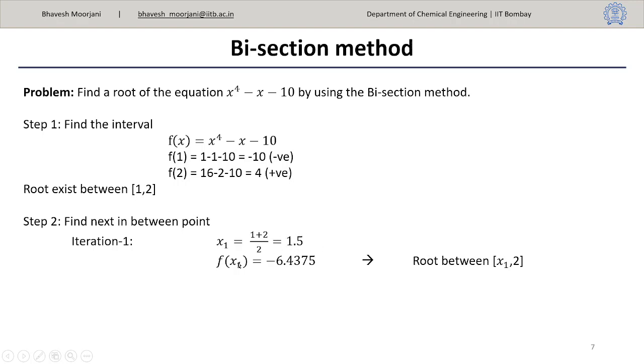Now you find the value of the function f(x1) at this 1.5 point, right? This is also negative. Previously, the root could exist between 1 and 2 because 1 was negative and 2 was positive. Now 1.5 also has a negative function value, so my root interval will shift. It will be between 1.5 and 2, right? So the interval has reduced by half, and now my root will be between x1 and 2, right?